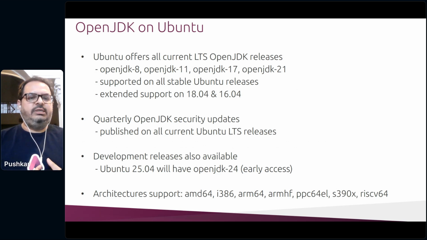We do the quarterly OpenJDK security updates that are published by OpenJDK, and these are published on all our current Ubuntu LTS releases. We also have development releases like Ubuntu 25.04, which will be out this May, will have early access OpenJDK 24. We support all the popular architectures that Ubuntu supports, of course: AMD 64, i386, ARM 64, ARMHF, which is a variant of the ARM 32 architecture. Then there is PPC 64, S390X, and even the RISC-V, which is turning out to be an interesting one.